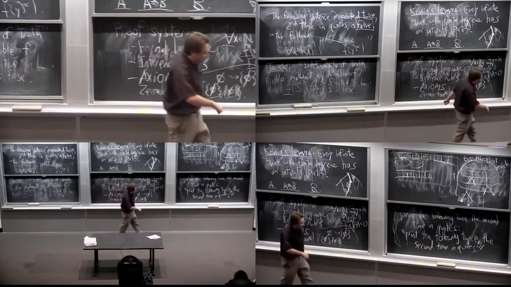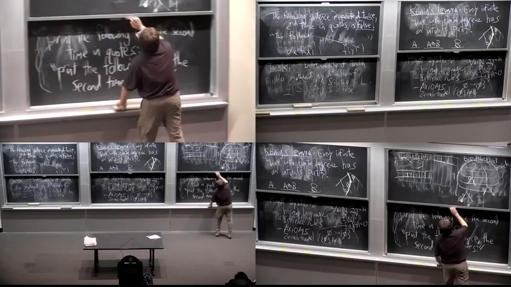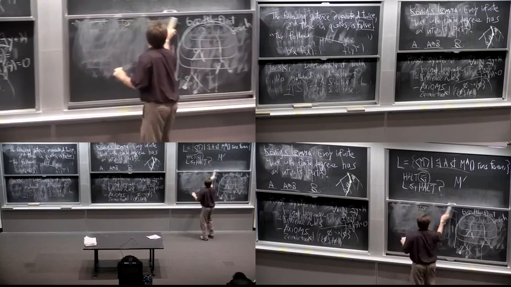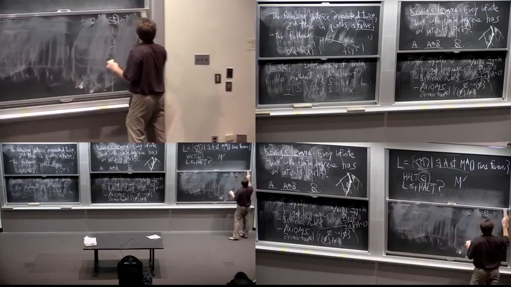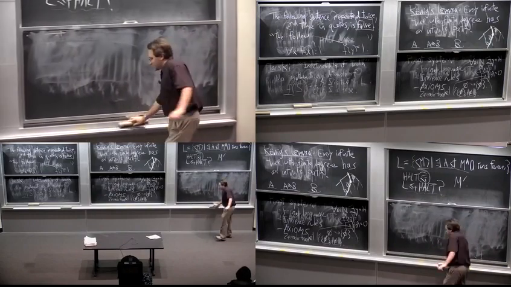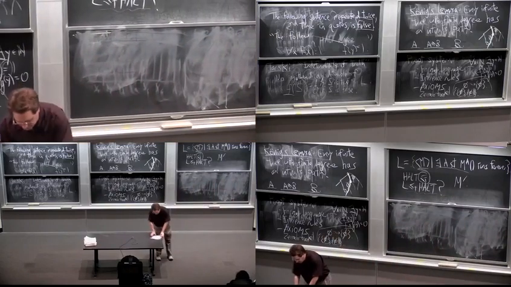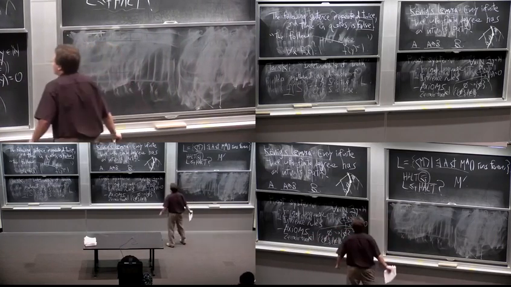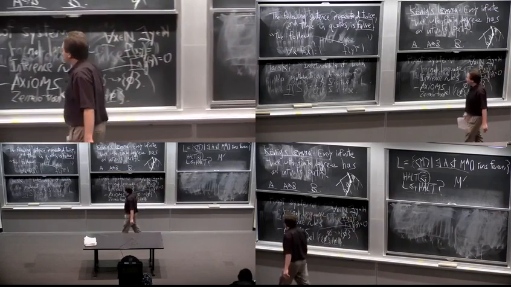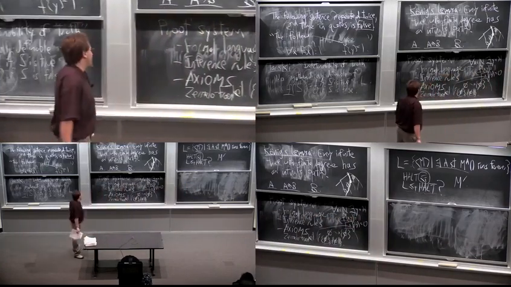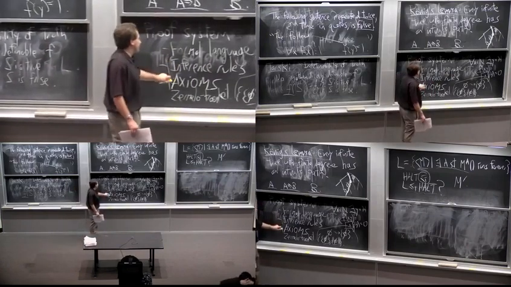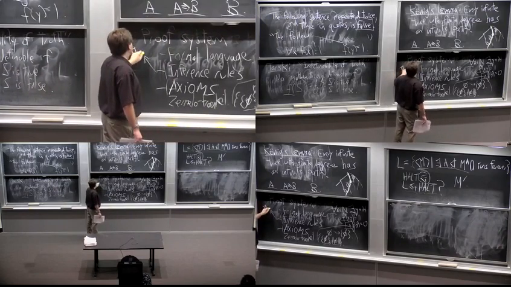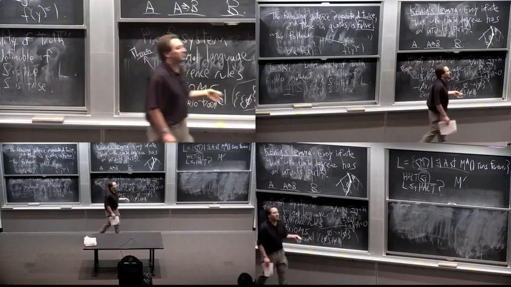So anyway, we have axioms, and now just some terminology. Any statement that we can derive by starting from the axioms and then applying the inference rules any finite number of times is called a theorem. It's called a theorem of that proof system.